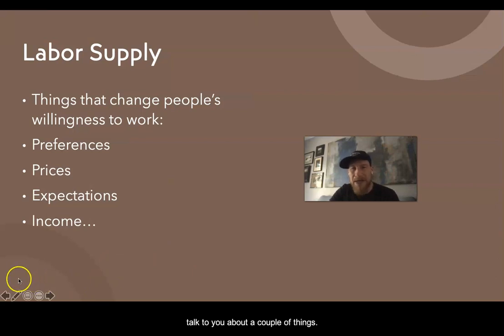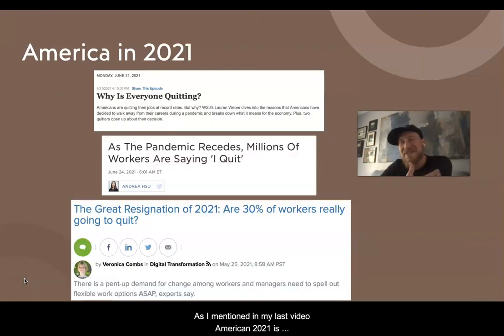I want to talk to you about a couple other things first. As I mentioned in my last video, America in 2021 is absolutely crazy. We are seeing help wanted signs in almost every restaurant. I'm in Salt Lake City right now. We just ate at El Chihuahua. It's a very good restaurant. But they had help wanted signs. Every restaurant we went to this weekend had help wanted signs.